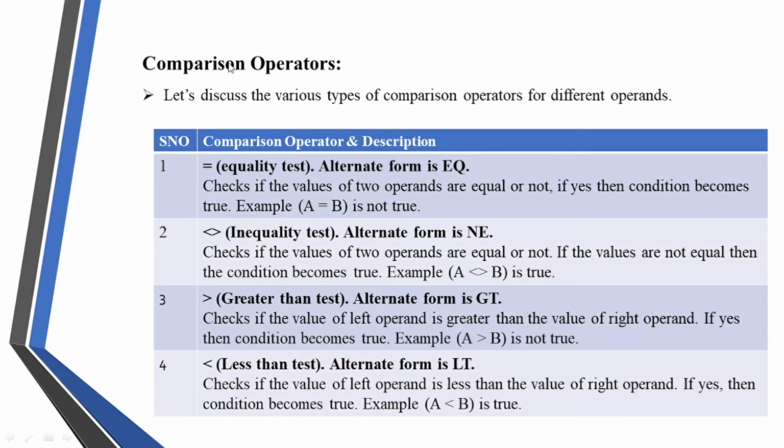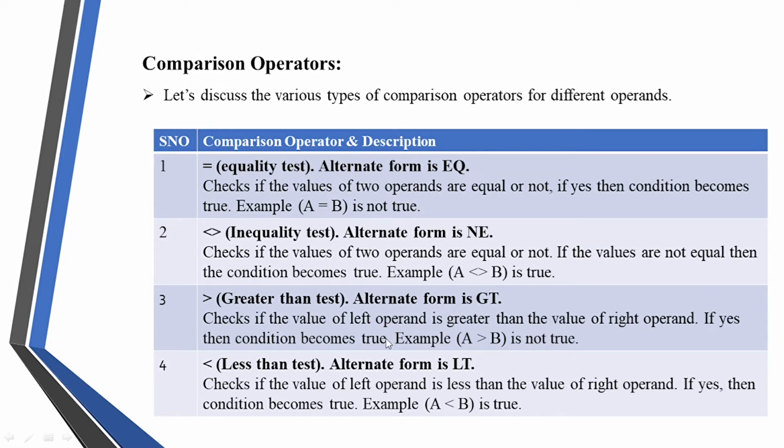Next is the comparison operator. In general, comparison means we compare variable 1 with variable 2, whether the value is equal, greater than, less than, or unequal, that means not equal. Like this, we compare two variables by using symbols. Equal to means this one, and not equal to means the less than greater than symbol, or we strike out the equal to symbol.